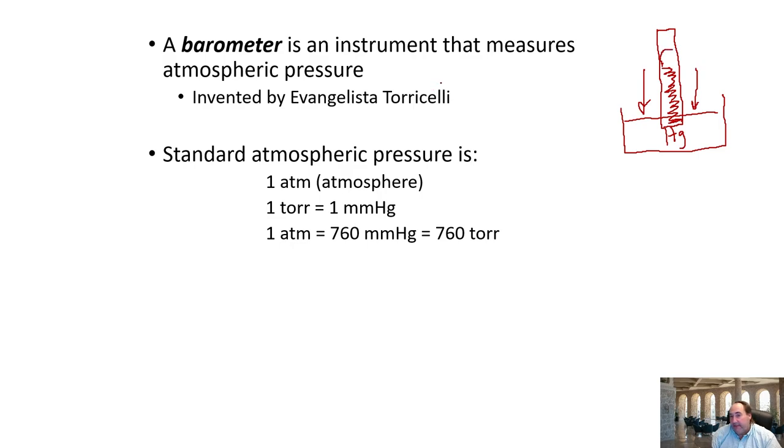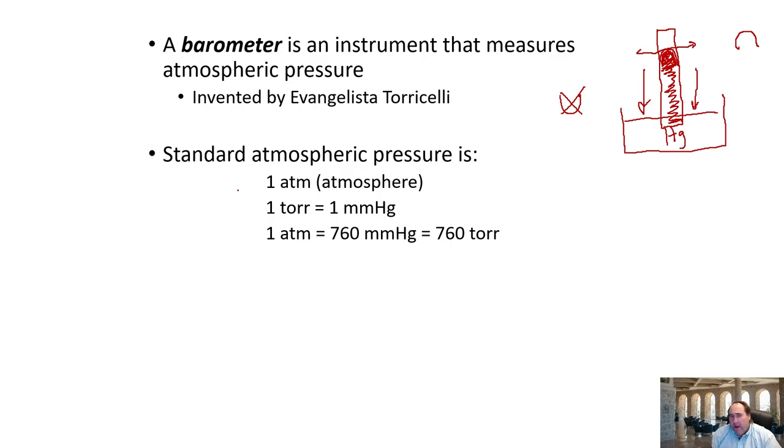Mercury actually has an upside-down, inverse meniscus, and you would read it from the top of the meniscus. Mercury is one of those few substances that creates a dome-looking meniscus rather than the traditional U meniscus. The barometer was invented by a guy named Torricelli, and there are some very common units of pressure which you definitely need to know.